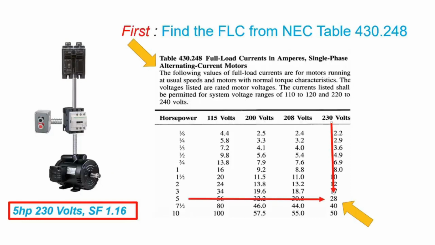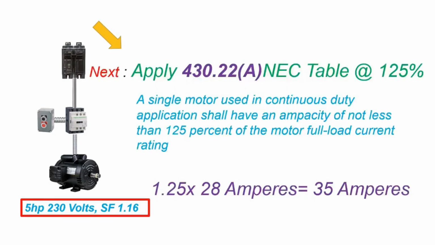When we are going to size the branch circuit and feeder conductors, we're going to use the FLC, or full load current. That is in Table 430.50. Let's talk about the steps that cover sizing the branch circuit. The first thing we're going to do is find the full load current from Table 430.248 for single phase, and for 3-phase, 430.50. It says 5 horsepower, 230 volts, 28 amperes.